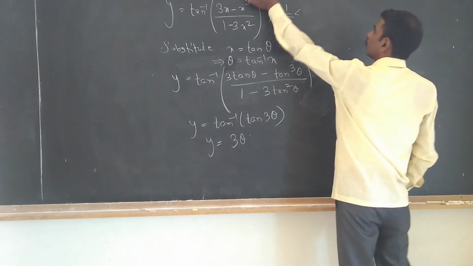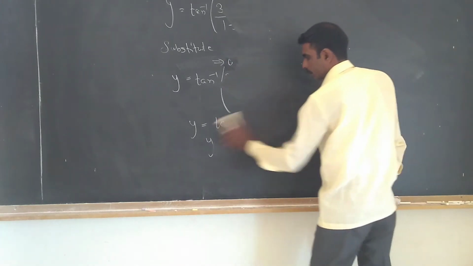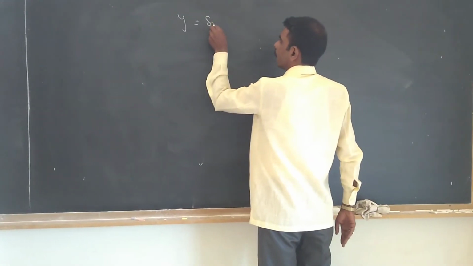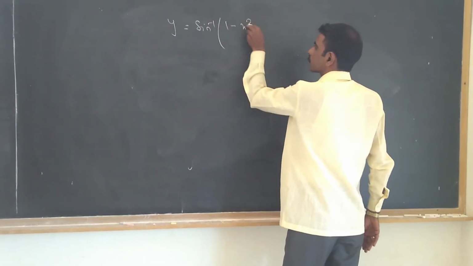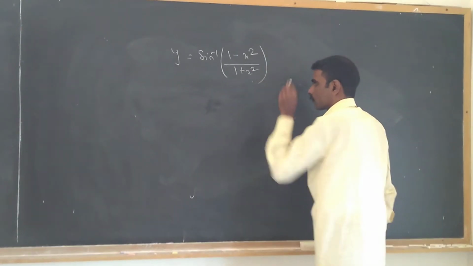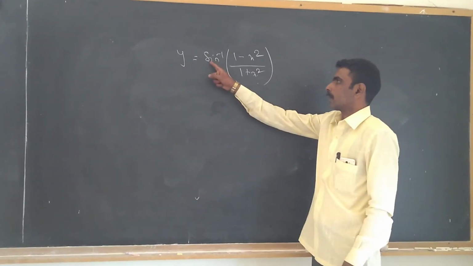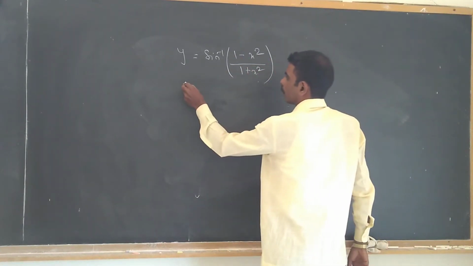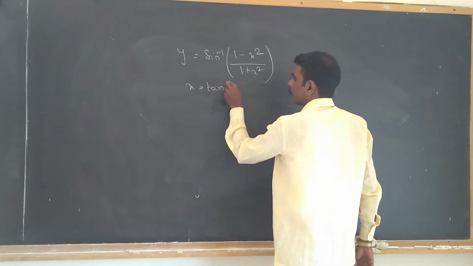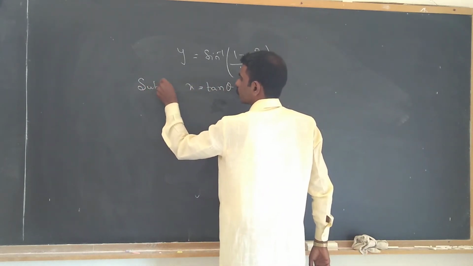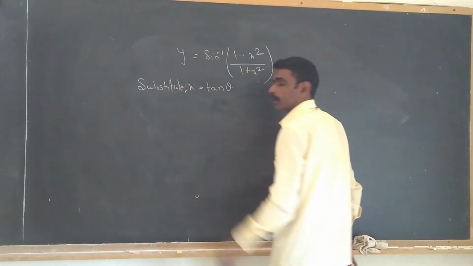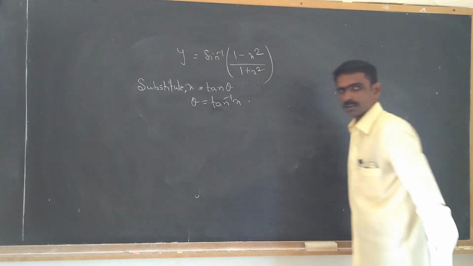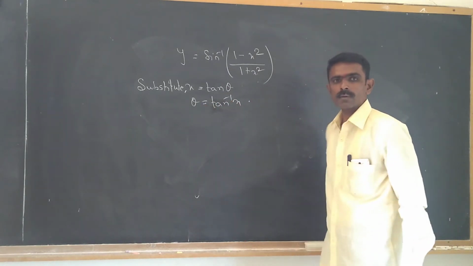Similarly, the next problem that we are going to see: y equals sine inverse of (1 minus x square) divided by (1 plus x square). So here I will be substituting x equals tan theta again. Then theta will be equal to tan inverse of x.